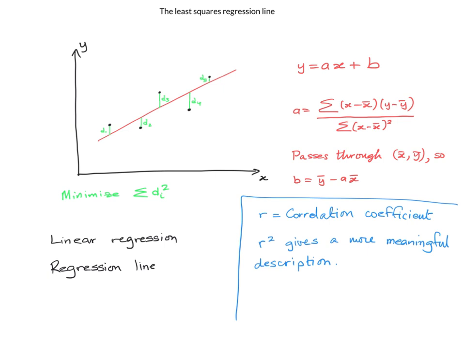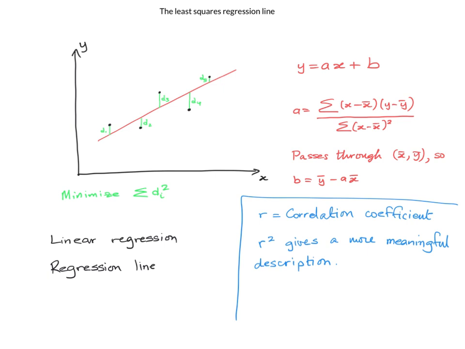Now, I do want to also mention that the correlation coefficient r is one of the things we're going to be looking at. As you know, if r is positive, you have a positive slope. If r is negative, you have a negative slope. The closer r is to either positive 1 or negative 1, the closer the data is to that line. But we're also going to look at r squared, which gives a more meaningful description of what is going on with the line. So r squared, if you think about it, is going to be a positive number.